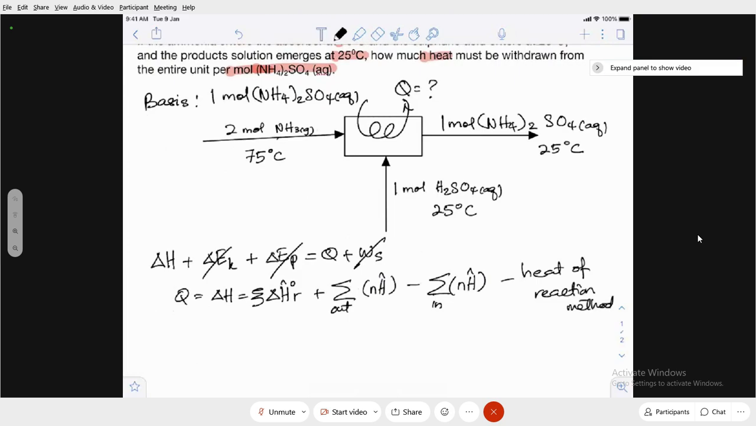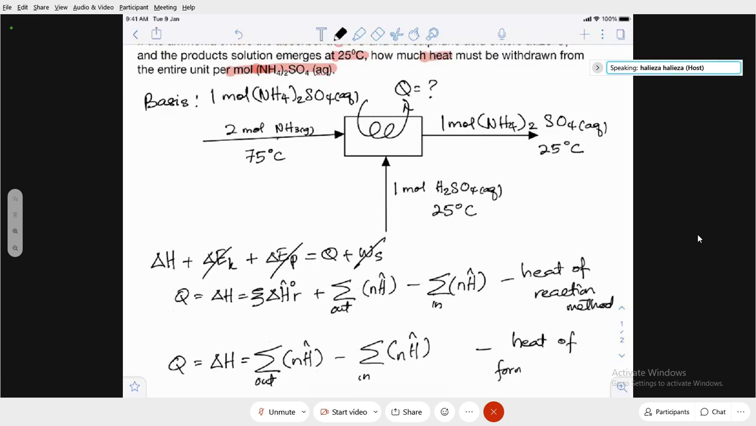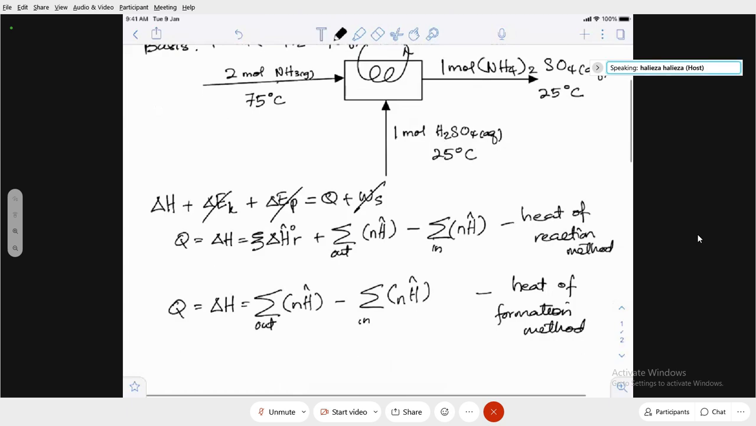The other method, according to the heat of formation, is simply the amount times the enthalpies out minus the amount times the enthalpies in. So this is according to the heat of formation method. We're going to do both methods, but we're going to do heat of reaction first.